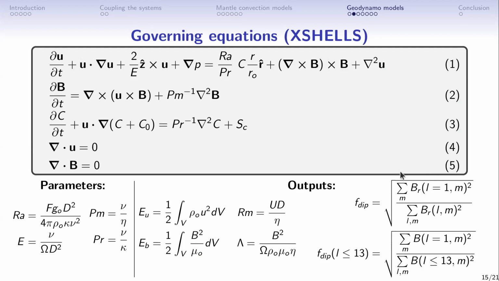This first definition is using the radial part of the magnetic field at the CMB and all the spherical harmonic degrees. And to compare with the values we have for the Earth, I will also use this second definition, in which I use the full magnetic field at the CMB and only the degrees lower than 13.